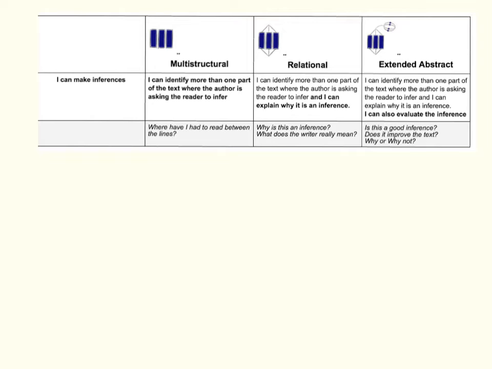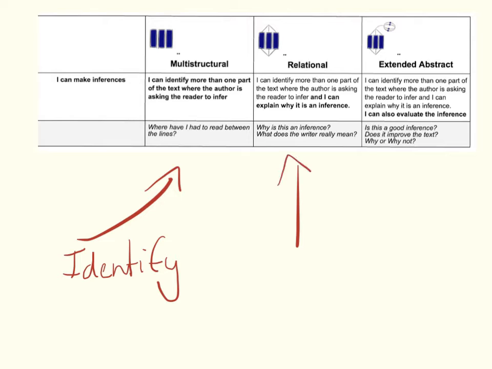Just want to point out what we're looking to do here in terms of what your criteria is. So in terms of multi-structural here, all you have to do is be able to identify more than one part that has an inference in it, where the writer's asking you to infer. So identify, that's the key word. This here would be to justify the inference. So here's an inference. The inference means this, or the writer wants us to infer this.